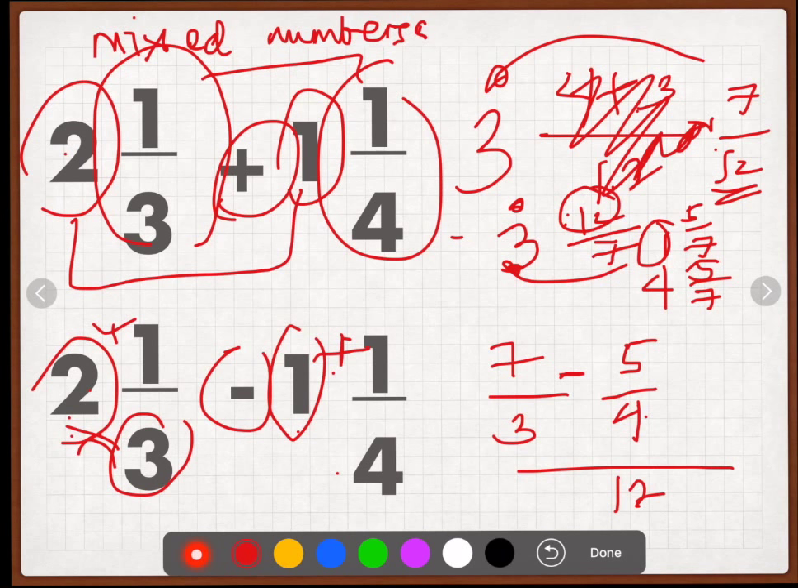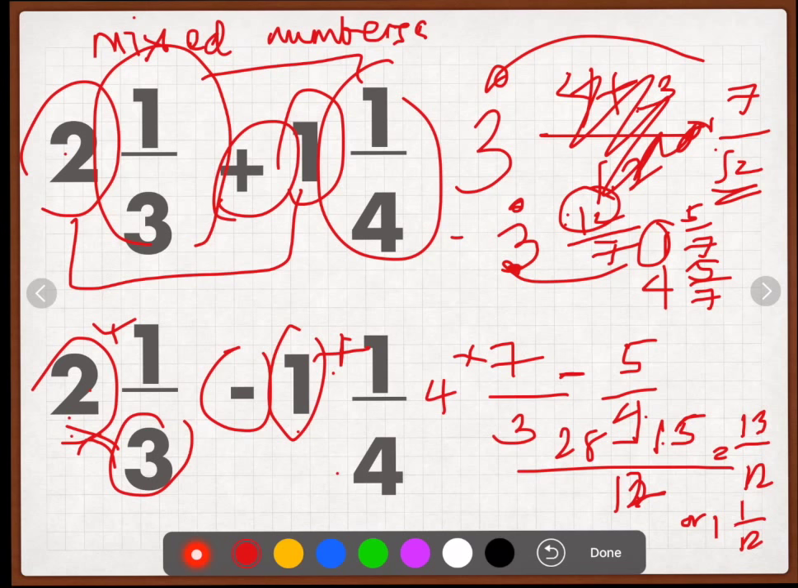Okay? So, you have 12 divided by 3, which is 4, times 7, 7, 14, 21, 28, minus 12 divided by 4, which is 3, times 5, that is 15. The answer becomes 28 minus 15 over 12, or 13 over 12, or 1 and 1 over 12.